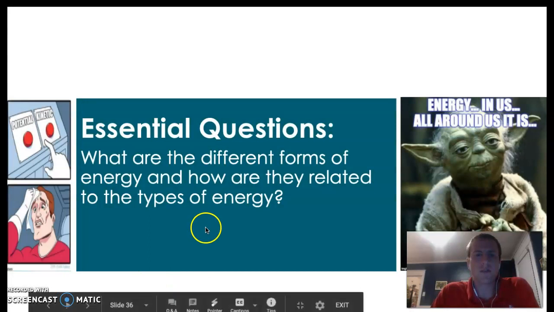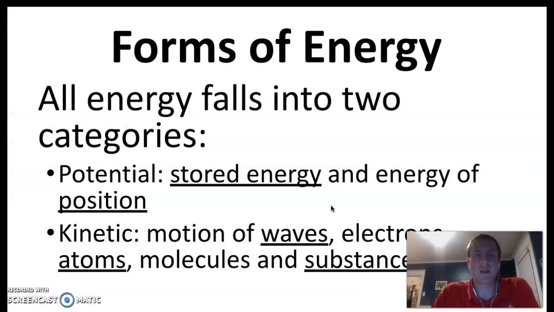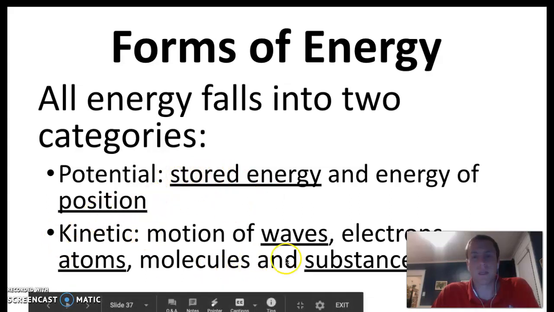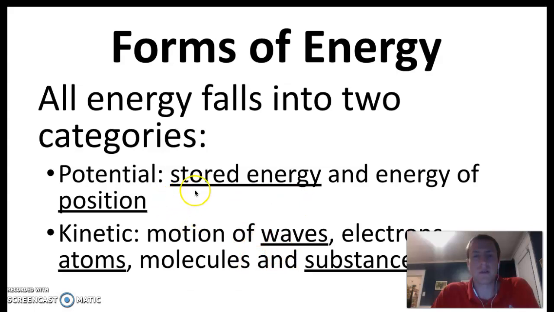So the essential questions: what are the different forms of energy and how are they related to the types? Forms of energy. All energy falls into two categories, like we said: potential, stored, and kinetic, which is moving. But just to be clear here, this stored energy can be any kind of stored energy.